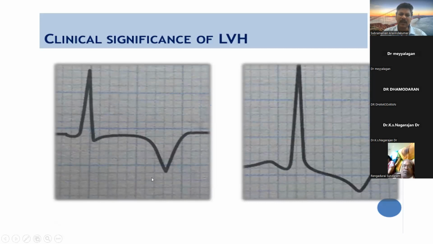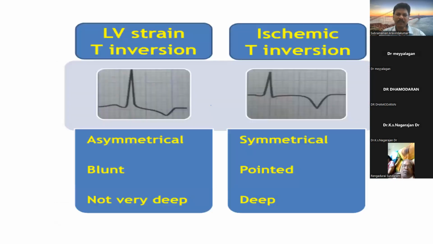See here, in ischemia there will be a symmetrical T wave inversion. This is the one difference. Whereas here, there is an asymmetrical T wave inversion, which is not ischemic, whereas with this symmetrical T inversion, most likely we are dealing with ischemia. So always rule out ischemia in any disease, and ischemia is very important to be understood.